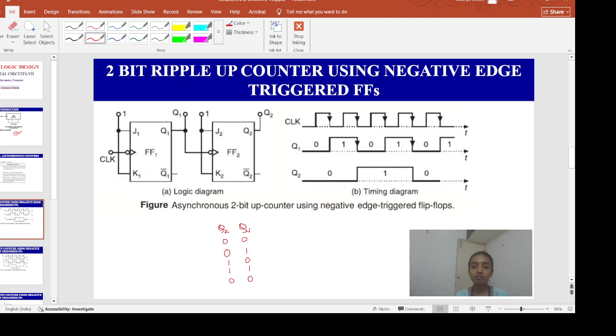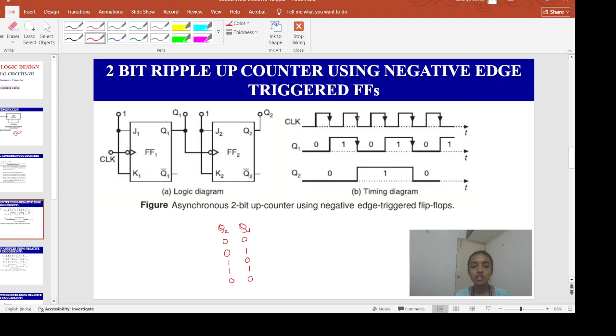So when the first negative going edge of the clock signal appears over here, what happens? Q1, this flip-flop toggles, Q1 will change its state from 0 to 1. How long will this 1 continue? Until the next negative edge of the clock pulse appears over here. At that time, what will happen? Since Q1 over here is 1, it won't trigger this second flip-flop, right? So Q2 will continue to be 0.